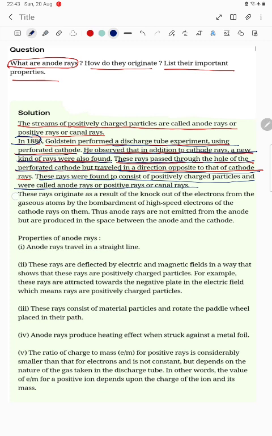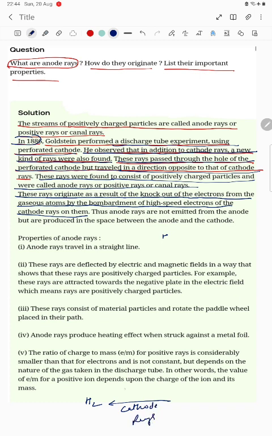Now, these rays originate as a result of the knockout of electrons from the gaseous atoms by the bombardment of high-speed electrons of the cathode rays. So from where are they actually generated here? The gases are already there. So when the cathode rays are coming and knocking out electrons from the gaseous atoms, from the opposite direction what is going to come? Here the positive rays will come.